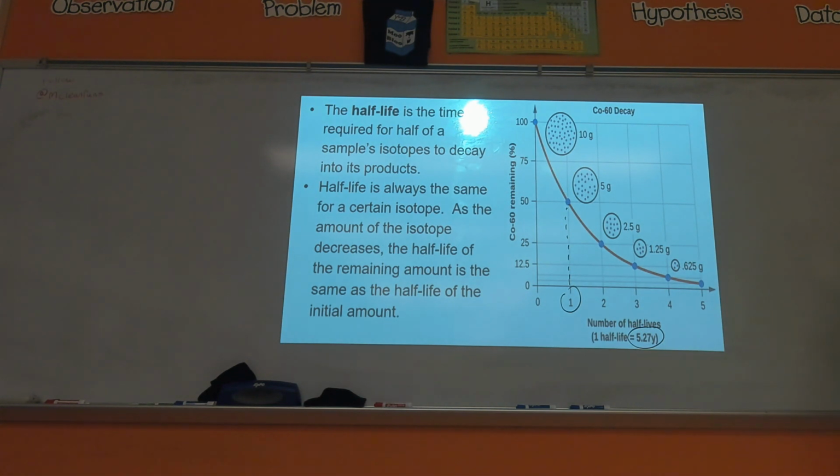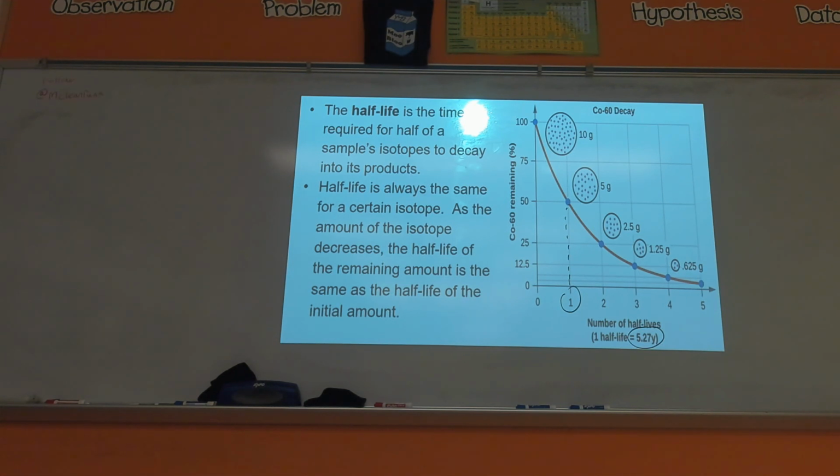Now, the half-life depends on the element. Not every element has the same half-life. So if you had carbon-14, it would have a different half-life. Every element has its own half-life. We now have 5 grams of cobalt-60. How long would it take for that 5 grams to then turn into 2.5 grams? It would take 5.27 years because that's the half-life.